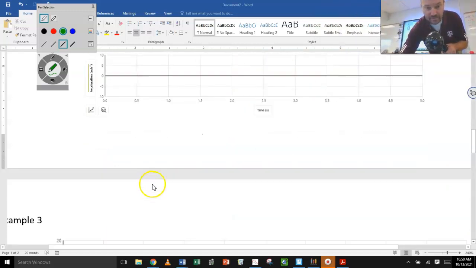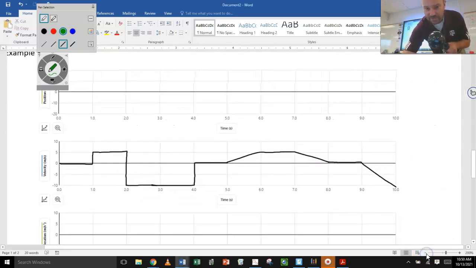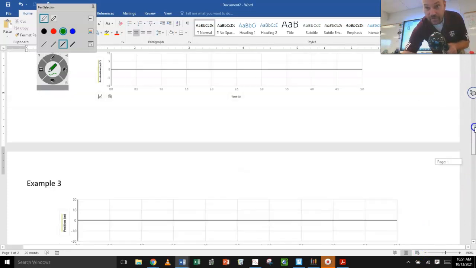Next, let's take a look at how we're going to go from velocity. So here's our third example. How do you go from a velocity versus time graph? How would you go to a position? How do you go the opposite way? And let me show you.